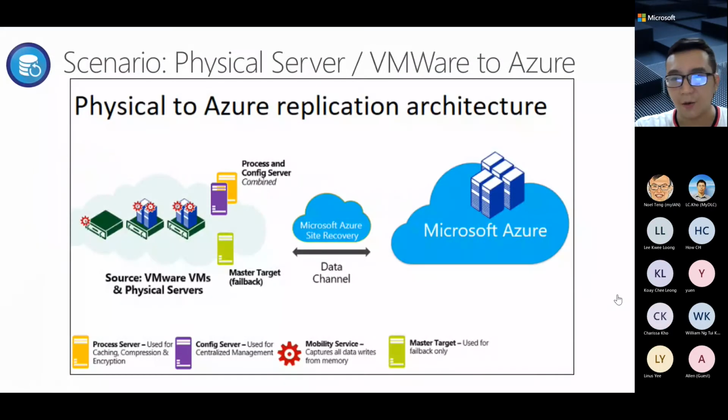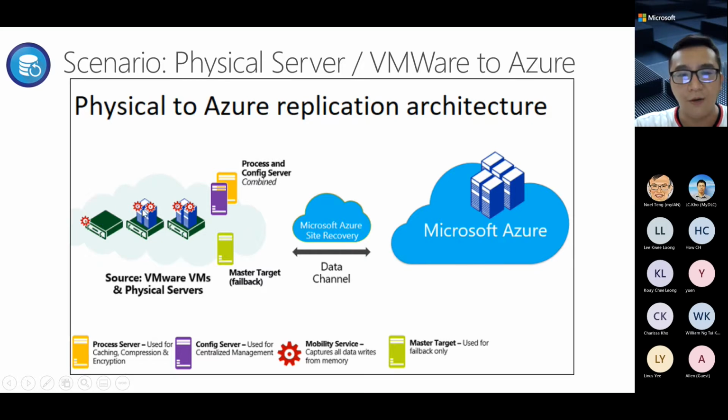So let's take a look at the architecture design for the physical to Azure, or VMware VM, also the same thing. As what you can see here, the left-hand side is the on-premise side. This on-premise side, we have VMware or any physical machine. This one on top is a physical machine, and this is the VMware.